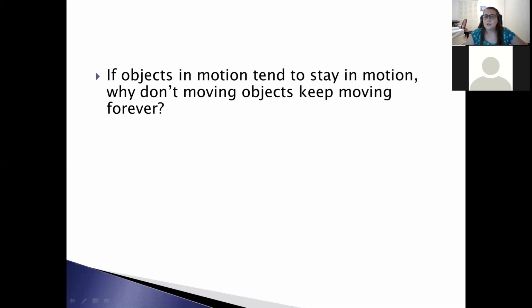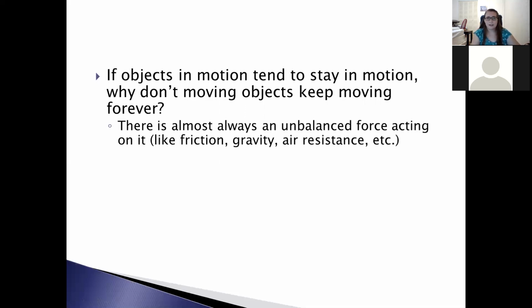Good. Oh yeah, there's a good word that I was looking for. Friction, air resistance, and gravity. Friction too. Yeah, great. So in real life, we have these non-ideal scenarios where friction and air resistance exist. There's almost always some unbalanced force acting on your object, like friction, gravity, air resistance, etc. Right? And in the chat, somebody called it resistance forces. These are almost always present in real life.